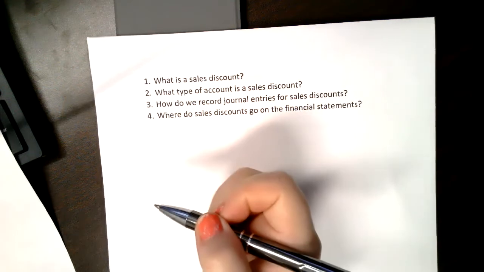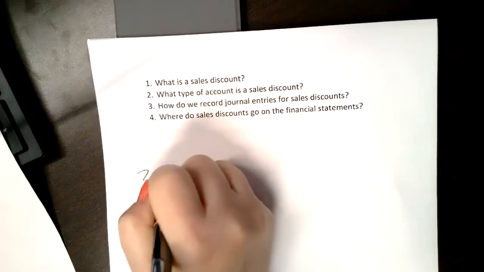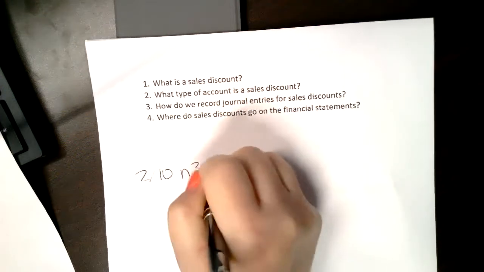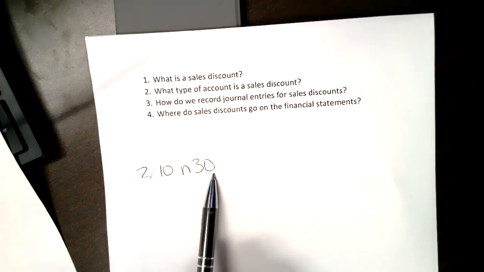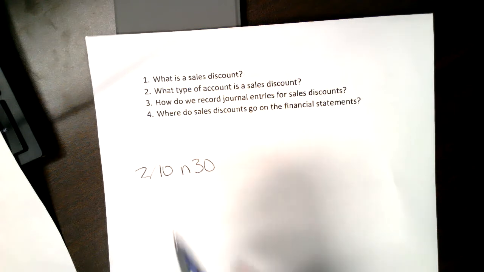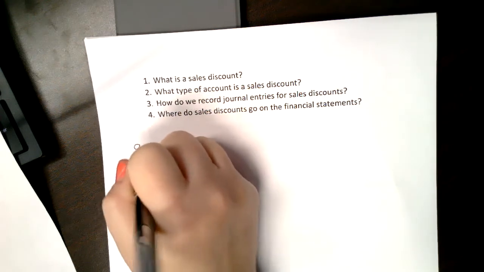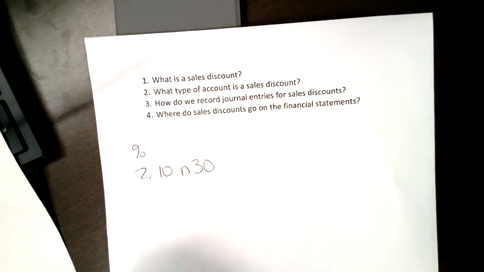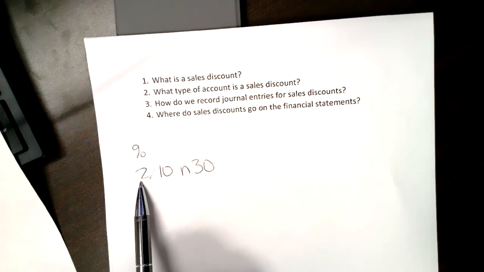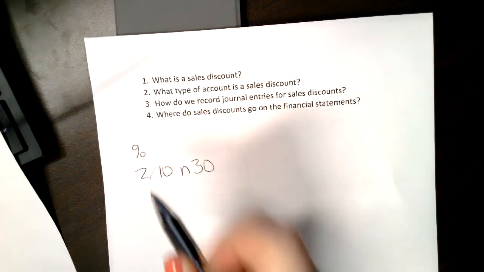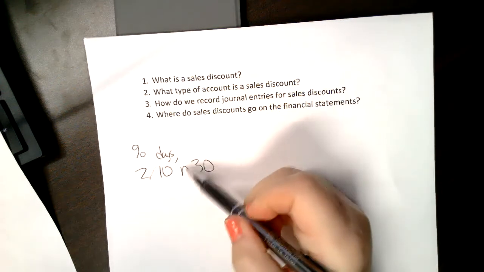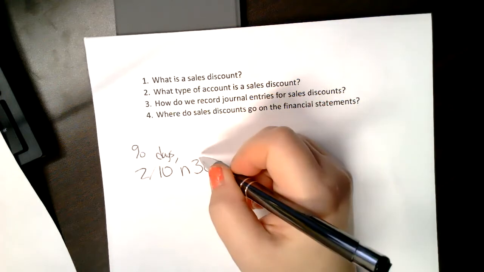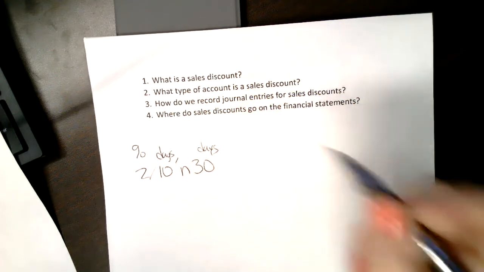So I'm going to write down just a couple of examples to explain it, and then we'll talk about how to record it. So a sales discount, 2/10 net 30 is how you would read this. And what it means is this first one is the percentage of discount you get. This would be Nike saying to Academy, we'll give you a 2% discount if you pay your bill in 10 days, and then the net amount of your bill is due in 30 days.